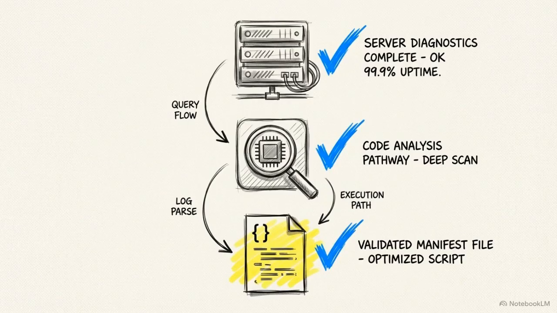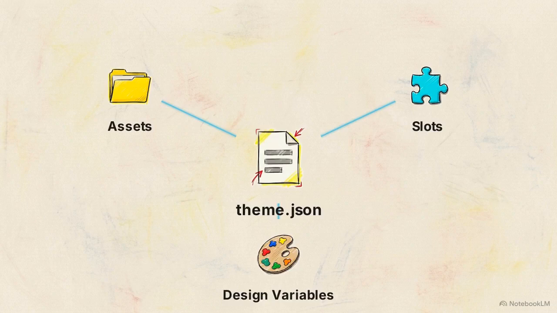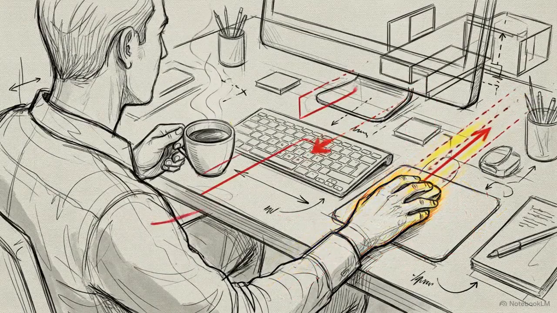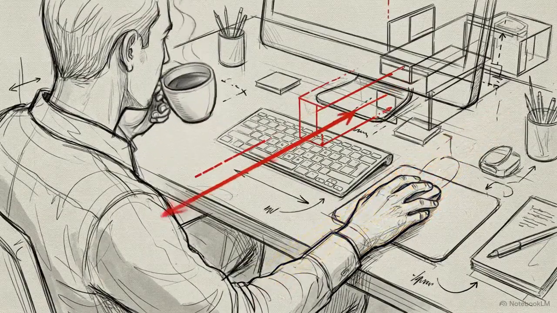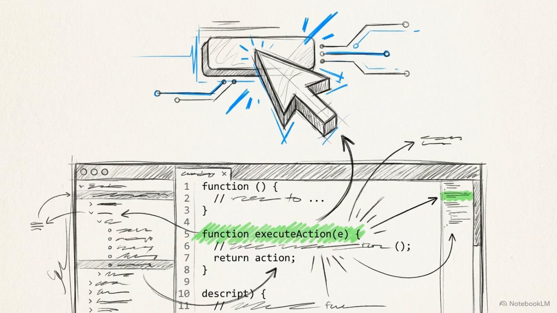To follow this workflow, you need XOOPS version 2.5.12, the cssHolmes module activated, and a theme containing a theme.json manifest. Theme.json is a configuration file that declares a theme's specific assets, slots, and design variables in one place. Today, you will learn how to use this tool to safely experiment with your design on the front end and convert those clicks into exact, targeted code patches on the back end.